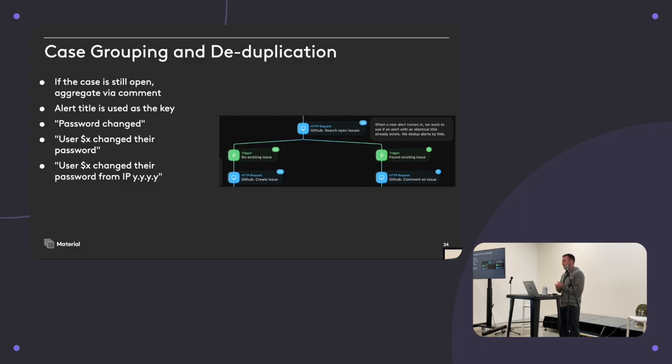But maybe you have user X changed their password. That means it will only aggregate if user X changes their password. If user Y changes their password, it will create a different case. Whereas if you had user X changed their password from IP address Y, it will aggregate on that. And if user X changed their password again, but from a different IP address, it would create a new case. So as long as you're thoughtful about how you're creating the title and thinking about aggregation as part of that, then it's pretty straightforward and the Tines logic is really easy here.